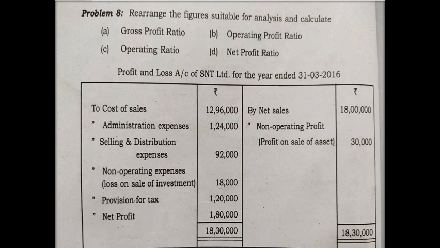Question. Rearrange the figures suitable for analysis and calculate gross profit ratio, operating ratio and net profit ratio. These are the ratios that come under profitability ratios. The same question can be asked like this: rearrange the figures suitable for analysis and calculate profitability ratios. So whenever you come across a question like that, it is implied that you need to find all the ratios that come under profitability ratios.